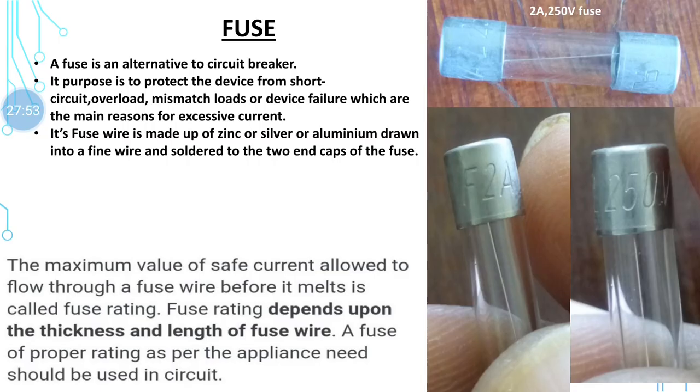The next is the fuse. The fuse is a circuit breaker. It is used for the purpose of protecting the device from short circuit or overload conditions. The fuse wire may be made of zinc, silver or aluminum, which is drawn into thin wire and soldered into the end caps of the fuse. Fuse ratings depend upon the thickness and the length of the wire used.